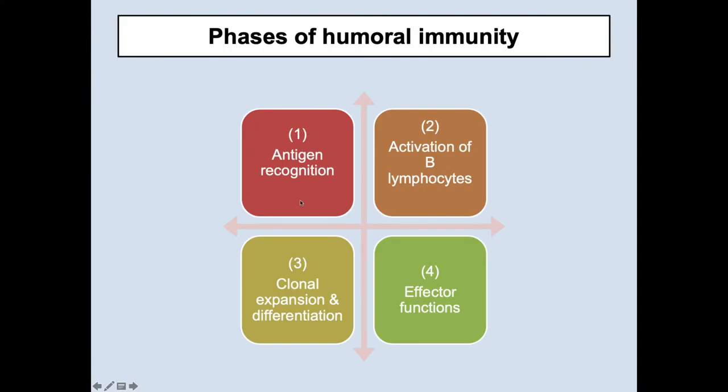So let's continue the second part of chapter 5, which is immune response. Last week I already covered the phase of humoral immunity, the activation of humoral immunity systems, until activation of the lymphocytes. Today we're going to continue on clonal expansion and differentiation, stage number 3, and the last one is effector functions.